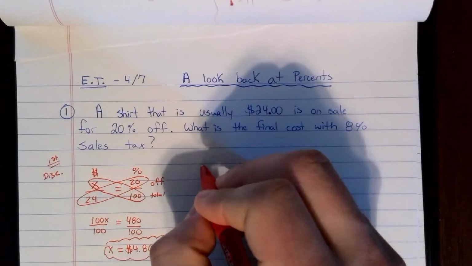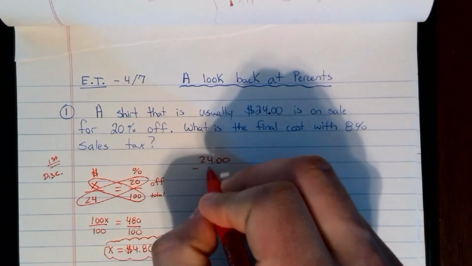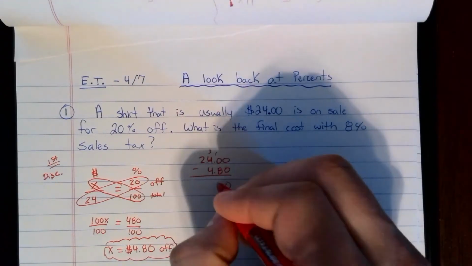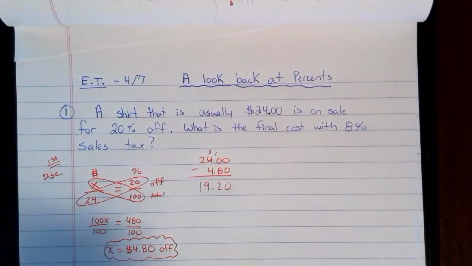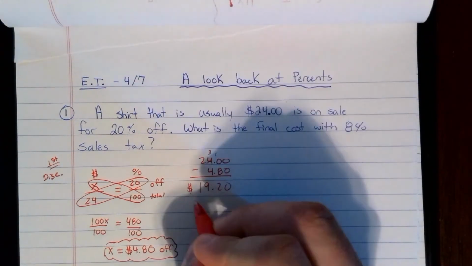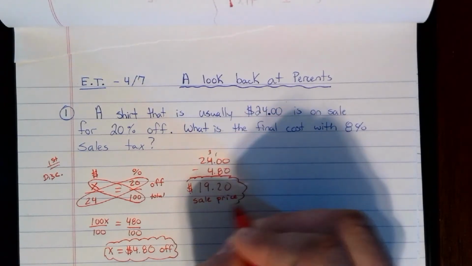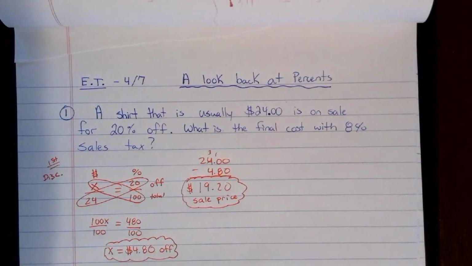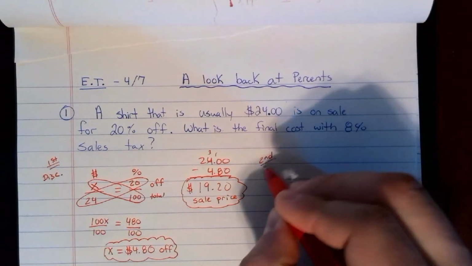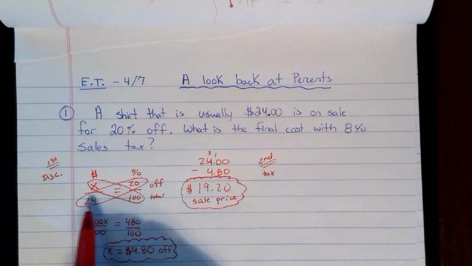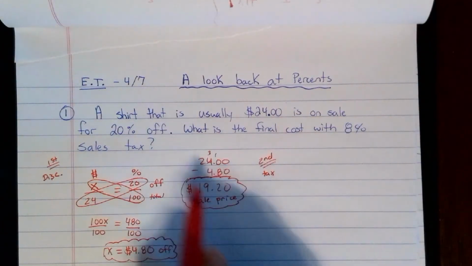So what that means is I can take the $24 and take off $4.80. So I get $19.20. This is my sale price. Okay, and that's the price. But what I haven't factored in yet is I haven't included tax yet. So before tax, it's going to be $19.20, but now I got to add tax to it. So the second part is tax, sales tax. And the reason we have to do the discount first is because instead of 24, I take 8% of 19.20.